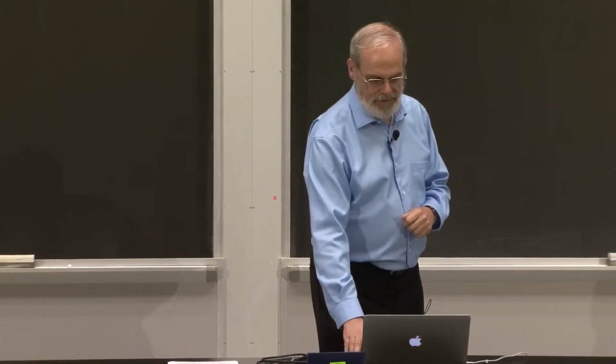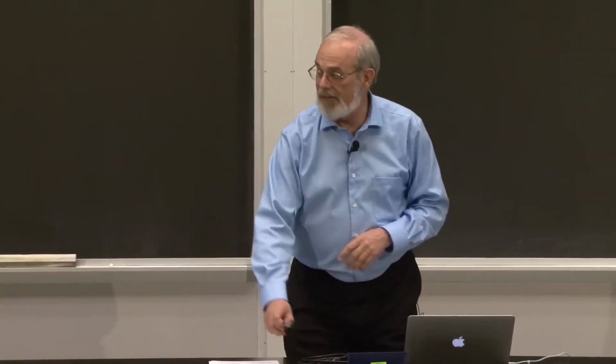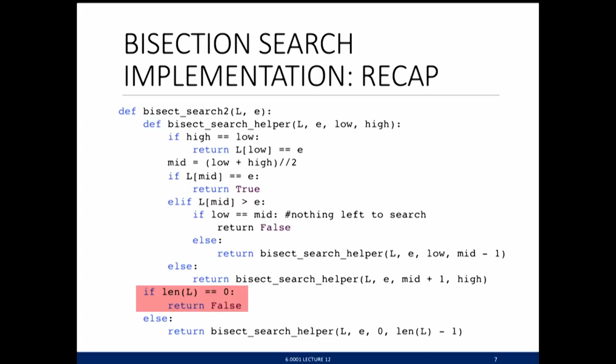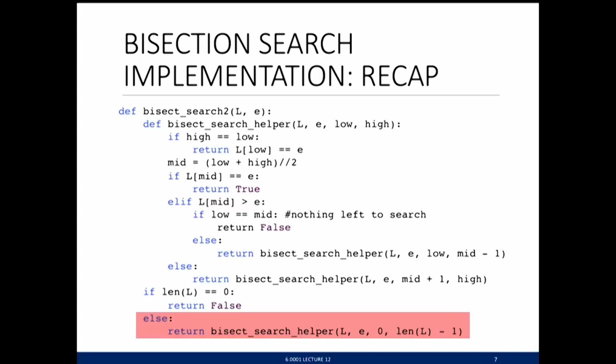And I'll just remind you of that code. I know it's a lot here, but just to remind you, it said down here, if I've got an empty list, it can't be there, I'm going to return false. Otherwise, call this little helper function with the list, the thing for which I'm searching, and the beginning and end point indices into the list. Initially, the start and the very end.